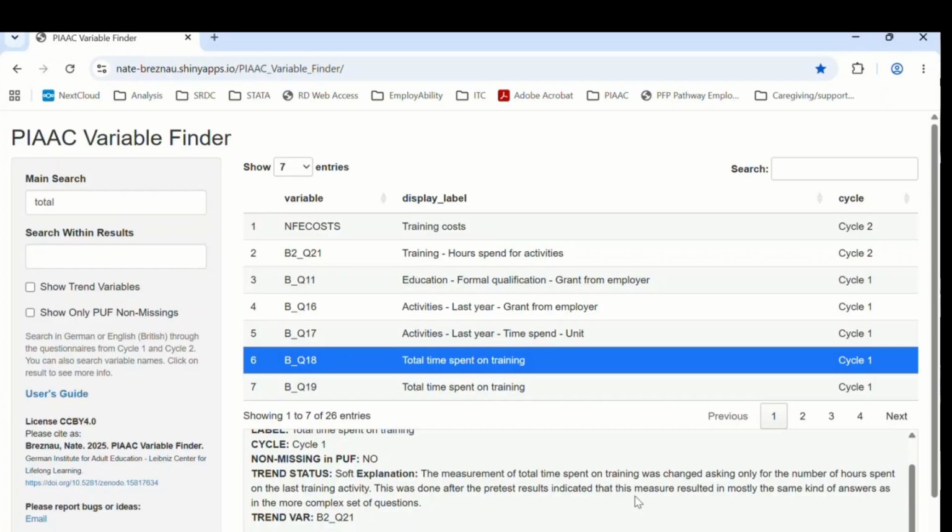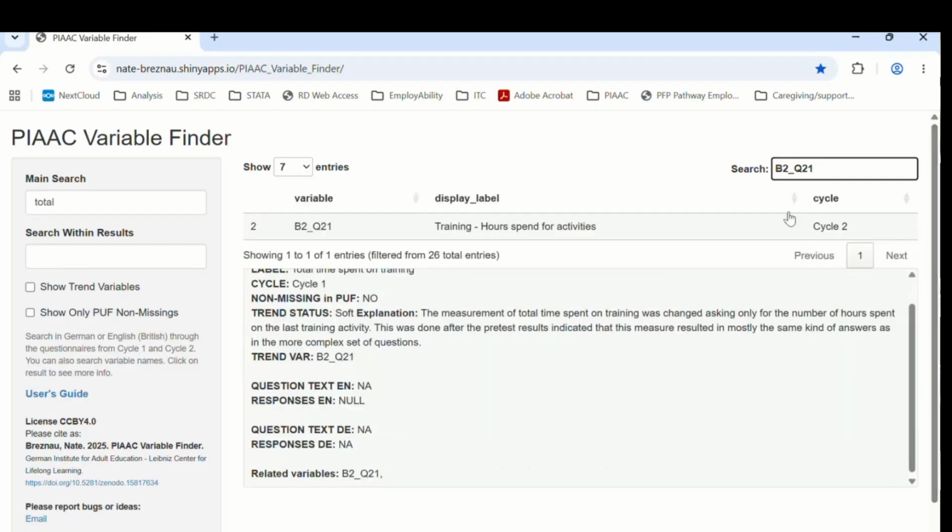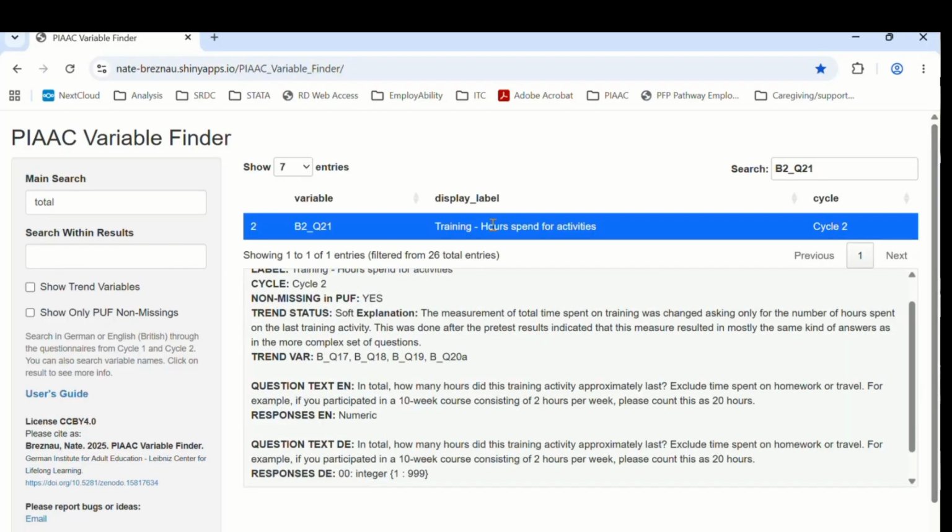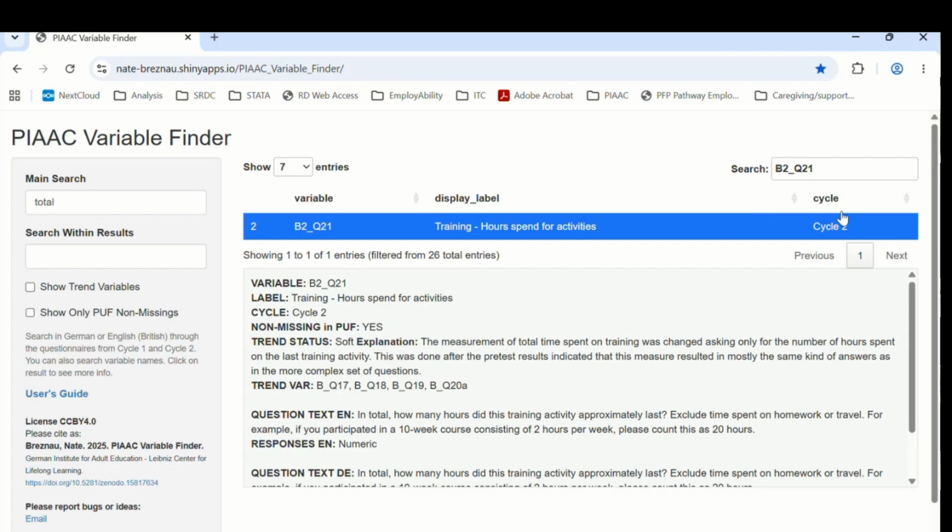So yes, the measurement of total time spent on training was changed, asking only for the number of hours spent on the last training activity. This was done after pretest results indicated this measure resulted in mostly the same kind of answers as the more complex set of questions. And then it'll also tell you the variable in cycle 2 that you could compare it to. That's really helpful, because the variable codes are not necessarily the same across cycles.